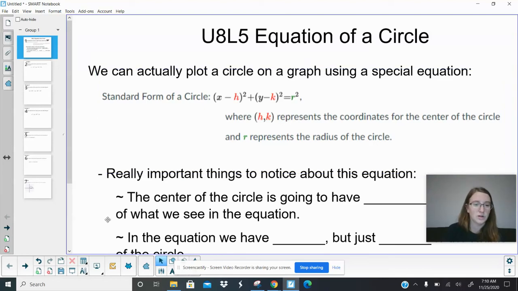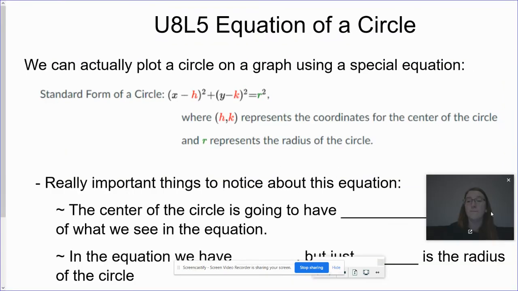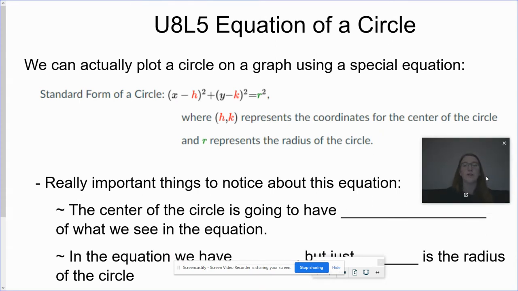It's our last lesson we're going to do here for Unit 8 about circles. Now this is one more formula, but it's a little bit different. We're talking about the equation of a circle. So this is actually an equation we can use to plot a circle on a graph, just like we plot a line with y equals mx plus b. We have this formula here to plot a circle.